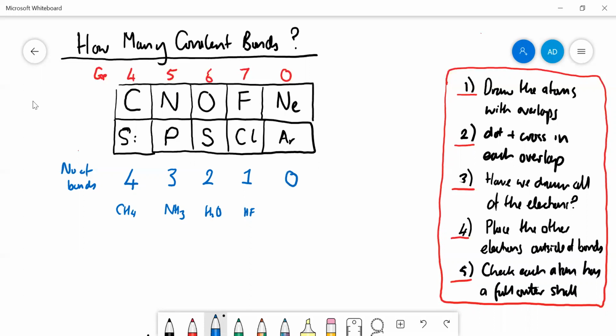So we do get quite a nice pattern there. And that's, of course, because they want to have 8 electrons in their outer shell. So carbon group 4 forms 4, then 3, 2, 1. Now, that's going to be very useful when we are trying to draw some structures.